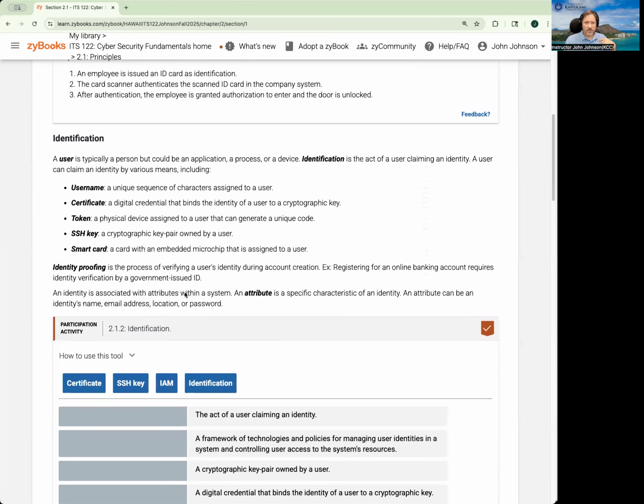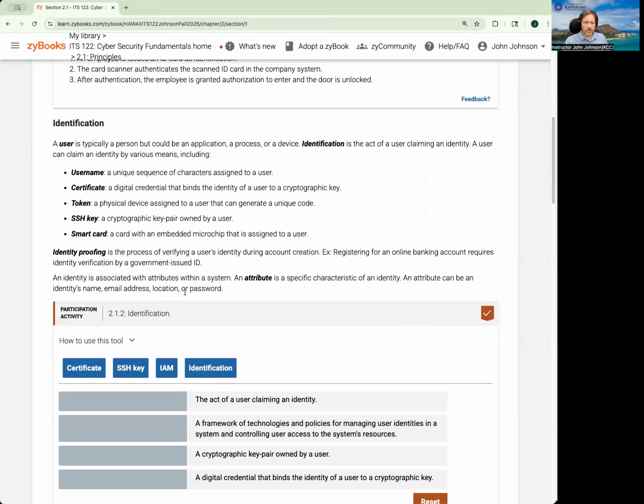So with identification, a person, well, first of all, it doesn't have to be a person. It could also be an application, a process, or a device, like the service accounts we mentioned. Identification is the act of a user claiming an identity. So a user can claim the identity through various ways. You can use a username, like we're used to using username and password to log in. You can have a certificate, which is a digital credential that binds the identity of a user to a cryptographic key. You can use a token.